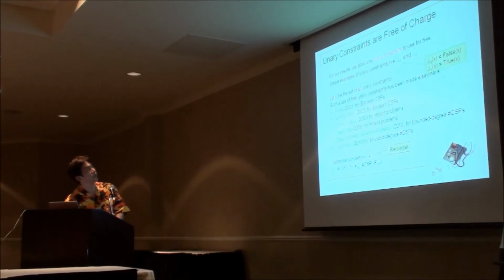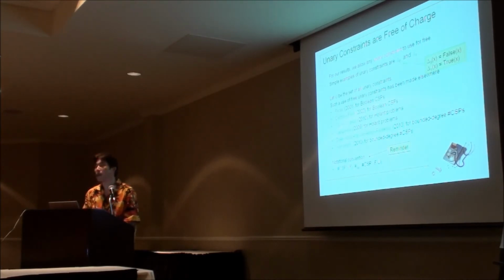For example, a typical unary constraint on Boolean values is delta 0 and delta 1, which computes that x is false and x is true. This particular assumption is not really new, and a whole bunch of people listed here use this assumption, because it makes the argument simpler and clearer.